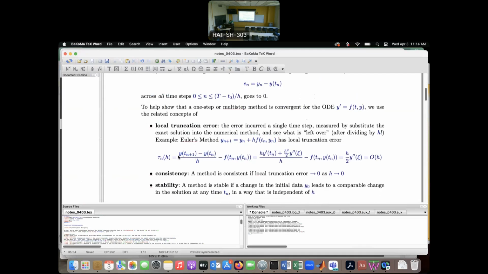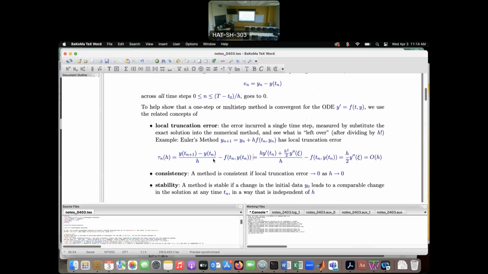So this is what you get if you move all of Euler's method to the left side and substitute the exact solution y of t into the method. For instance, y_{n+1}, the computed solution at time t_{n+1}, is replaced by y of t_{n+1}. That refers to the exact solution. Same thing over here, f of t_n, and then y_n is replaced by y of t_n. And then we divide by h.